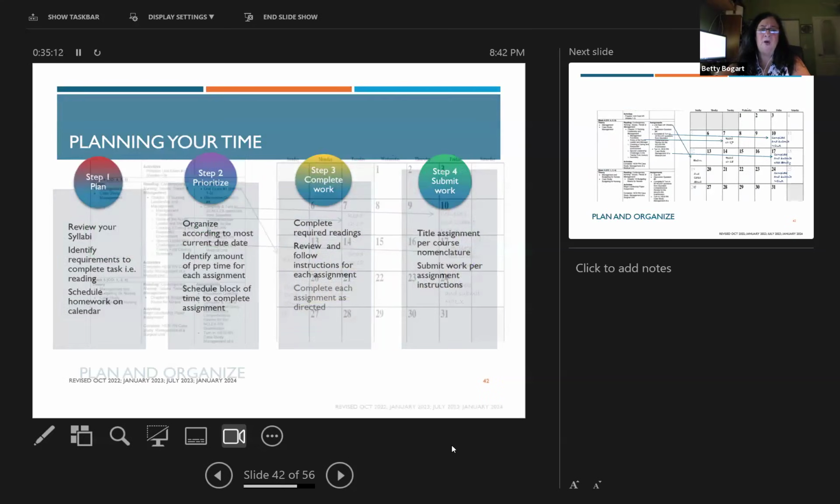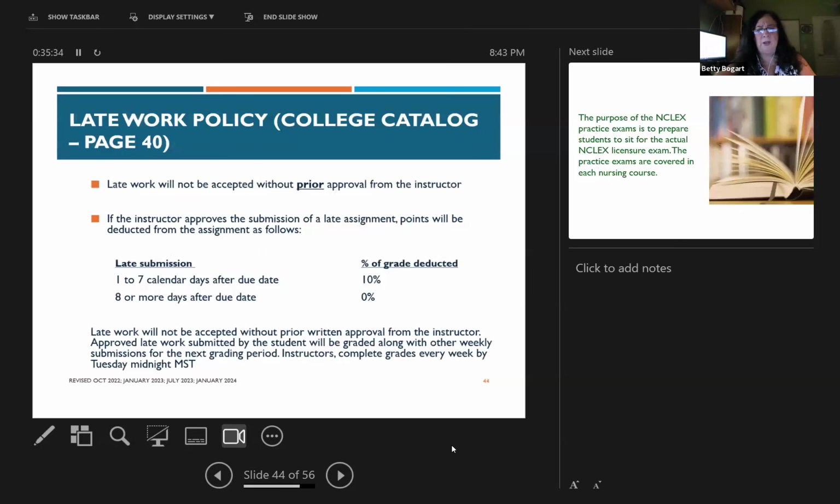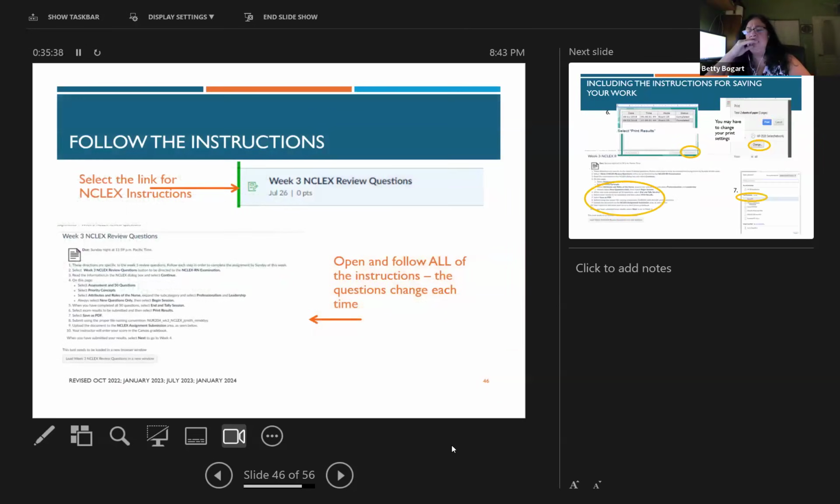Homework, again, it's all by the syllabus. I'll tell you in an announcement every week. I will also tell you in class. Like today, I told you, all you have to do is a discussion question. And we're going to be going over chapters 26 through 30. A lot of different chapters, but I'm going to make it easy for you. I've already gone over late work and NCLEX questions.